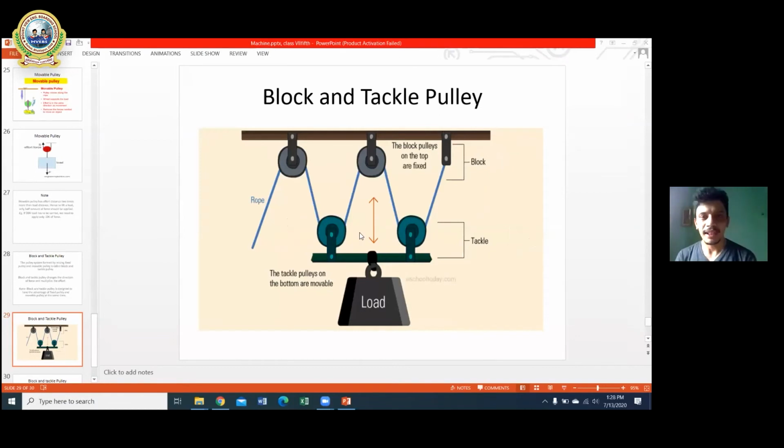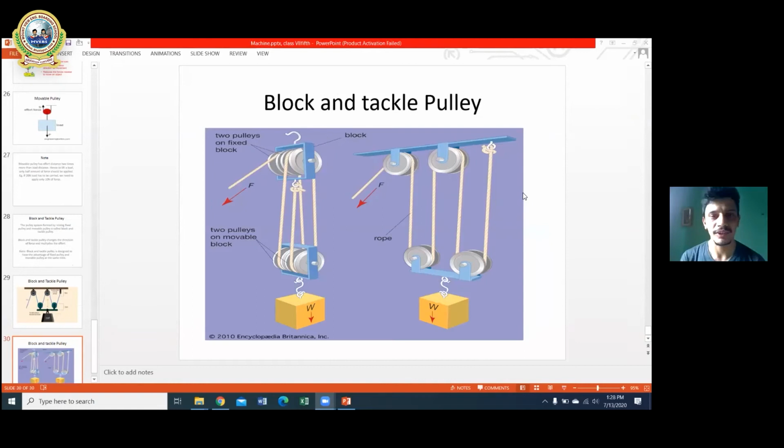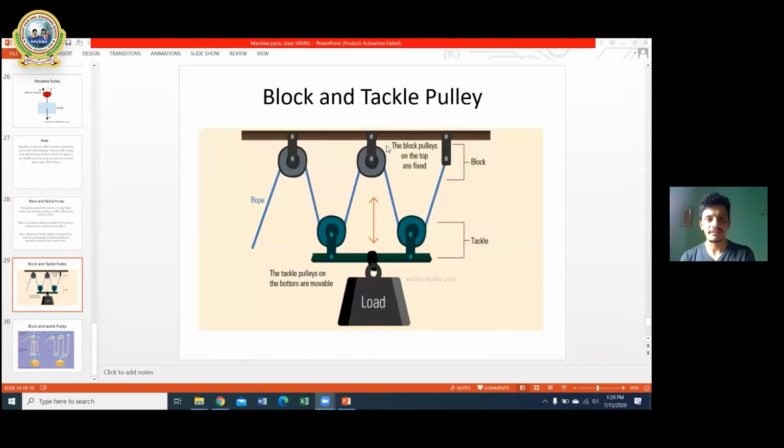You can see on the screen, please. Look at the screen, all right? This is the figure of the block and tackle pulley. The block and tackle pulley is a mixture of fixed and movable pulleys. You can see in the figure, this one is a fixed pulley, this one is a movable pulley, and this one is the load. The upper one is the fixed pulley.